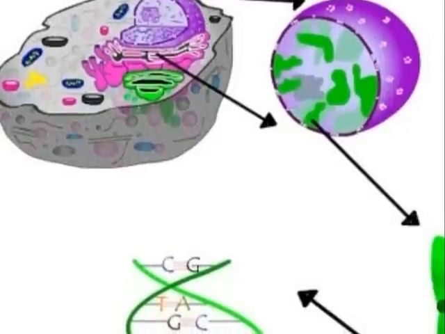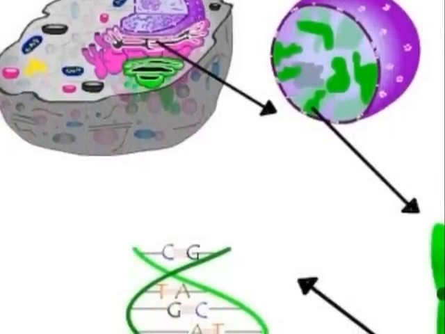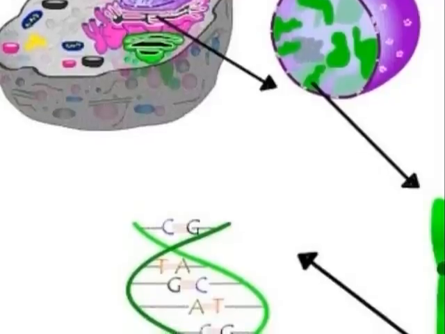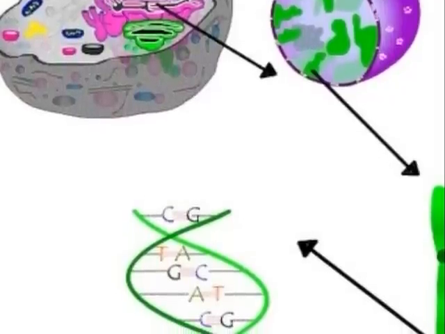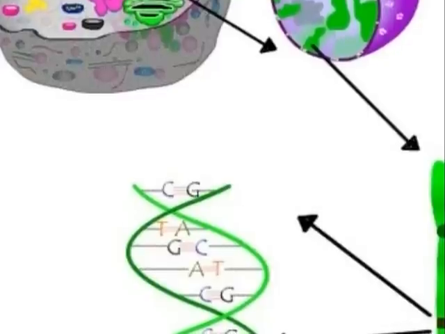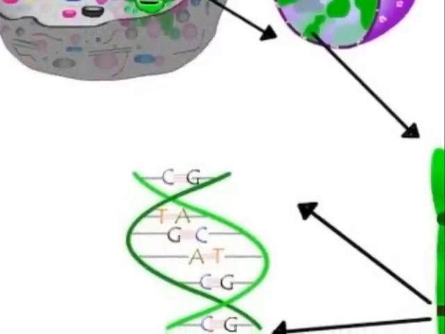Genes are a segment of DNA located on the chromosomes. Chromosomes are cell structures that contain genetic material and are located in the nucleus, or the control center of the cell. Here we can see a more defined picture of the nucleus.